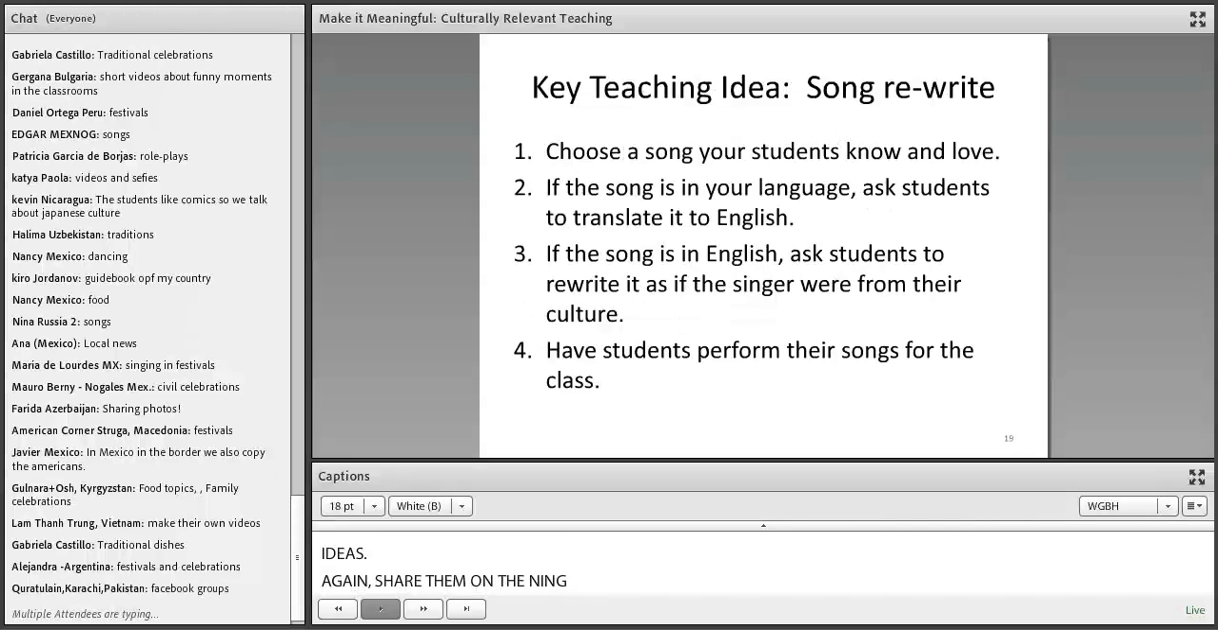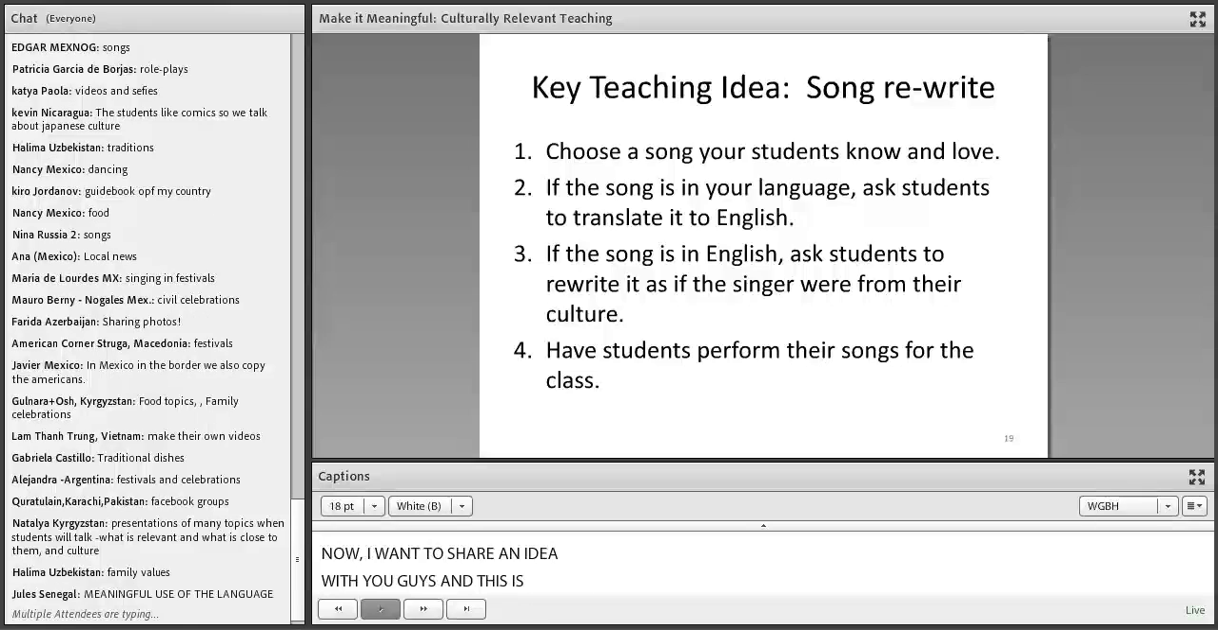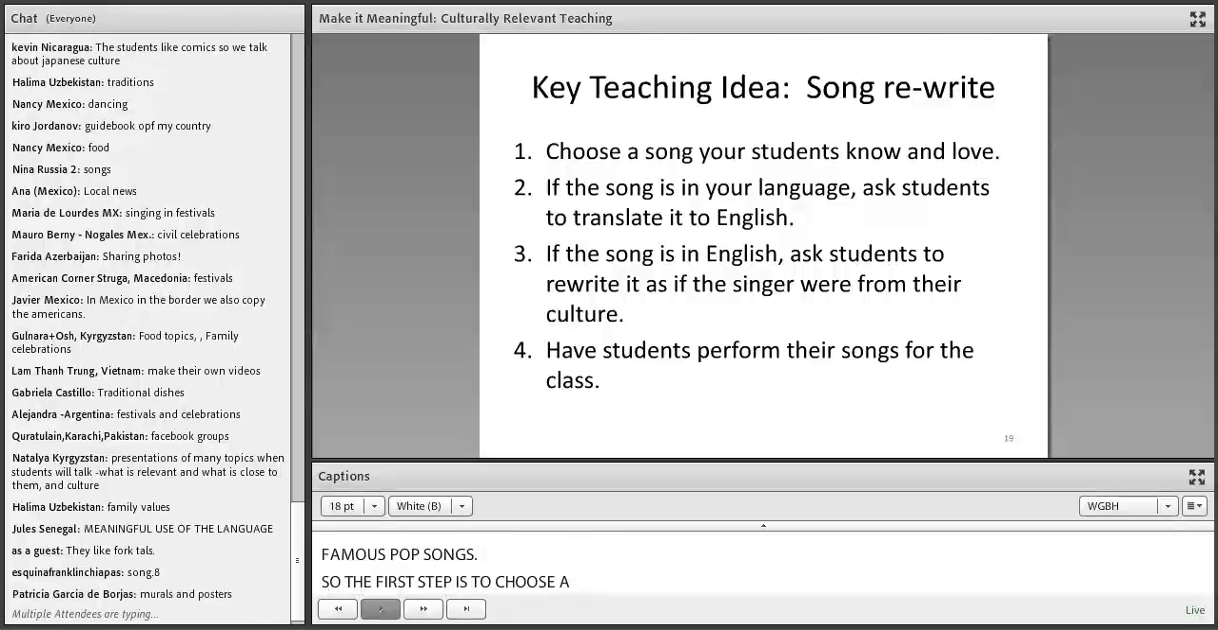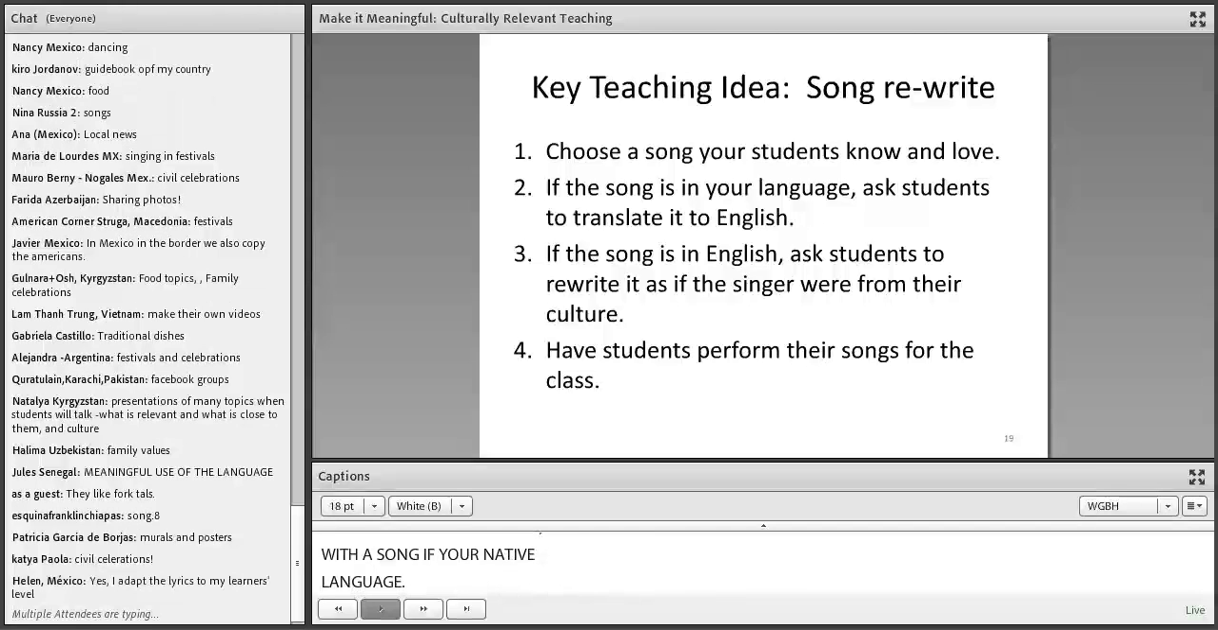Now, I want to share an idea with you guys, and this is something I've always enjoyed doing with students. It's rewriting the lyrics of famous pop songs. So the first step is to choose a song that all your students know and love. The best way to do this is to ask them about what they like. You can do this activity with a song originally in English or with a song in your native language. If it is in your native language, you can have students translate it to English.